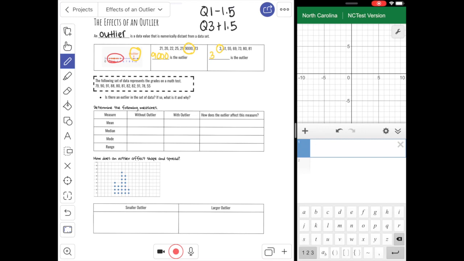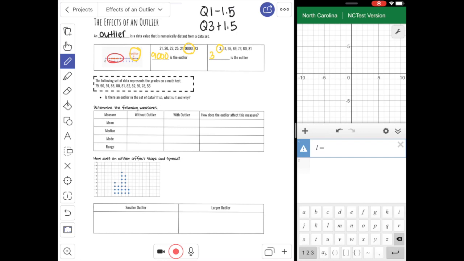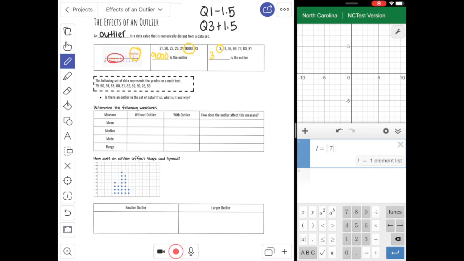The first thing I'm going to do is label my data. I normally label with L, just for list, but you can label it anything you want. Then equals, and we have to use those square brackets. I'm going to type in that information, being very careful as I type it, and I want to go back and check it, because you could easily mistype a number and that's going to completely throw off your 5-number summary. Now I have 11 numbers in my data set.